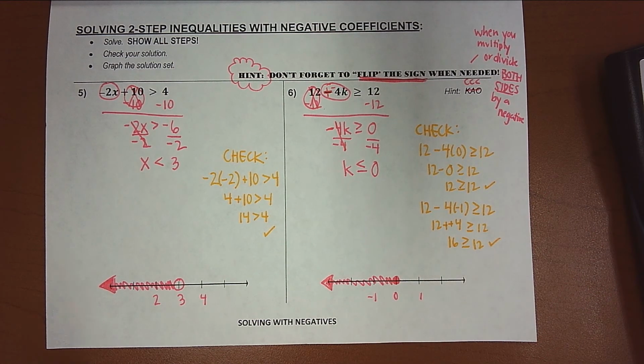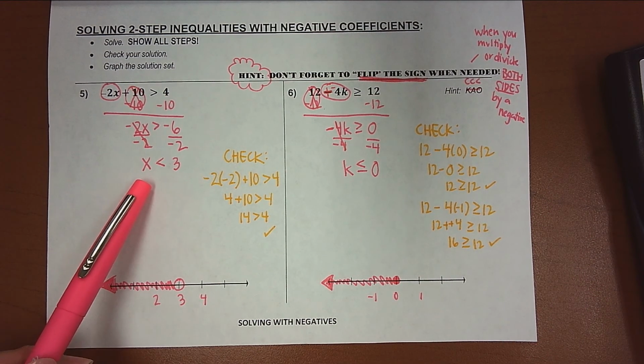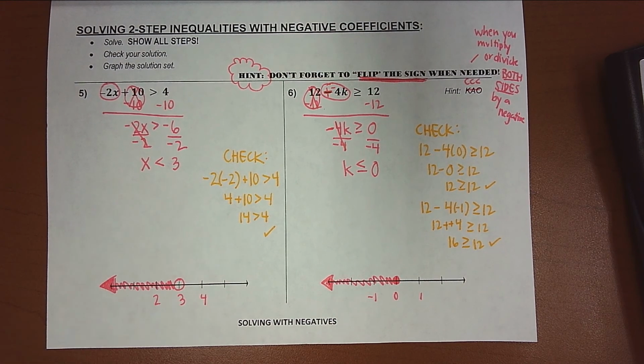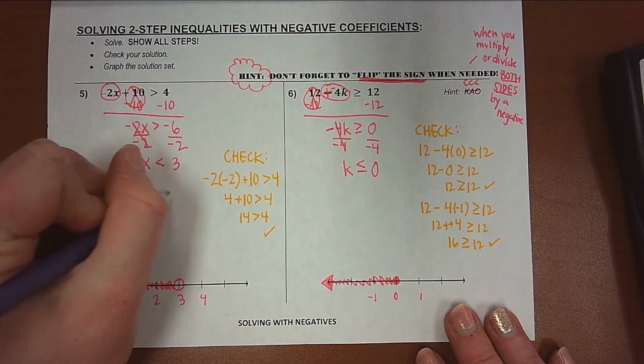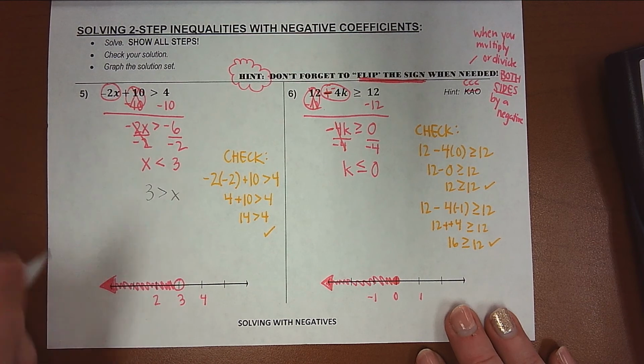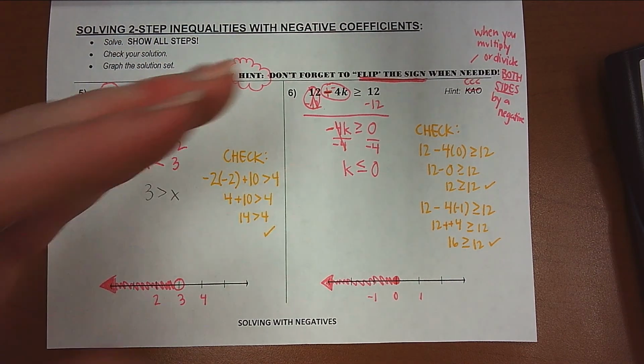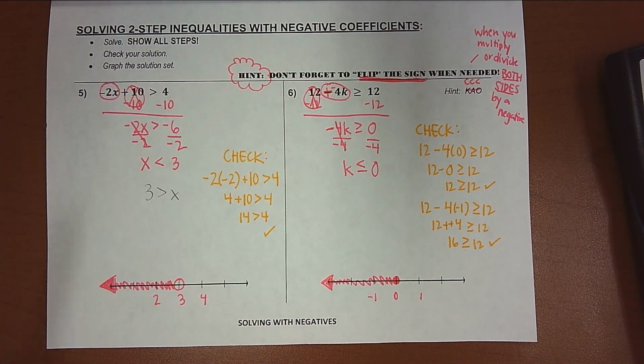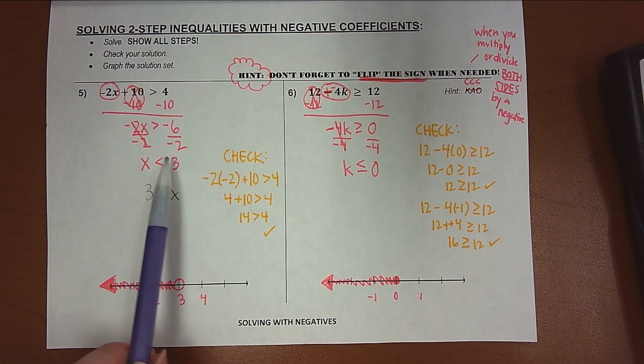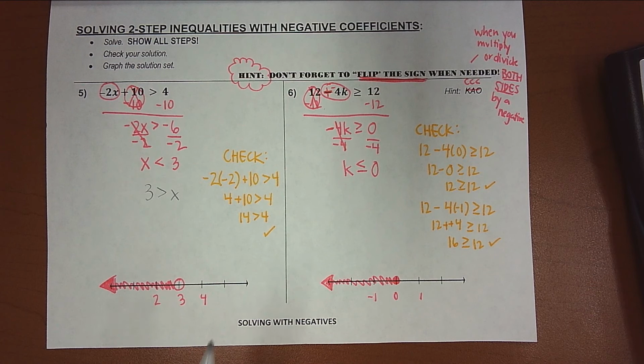Or if you want to change the order of things, remember that we could always write 3 and x in the opposite order. And then we would also want to flip our sign, so it's always opening up to the 3 no matter which way it's facing. So those are the only 2 times that we flip our inequalities: when we're trying to rewrite an inequality we already have, or if we multiply or divide both sides by a negative.